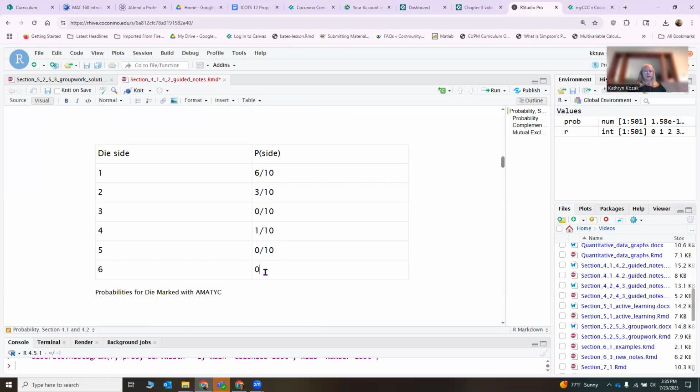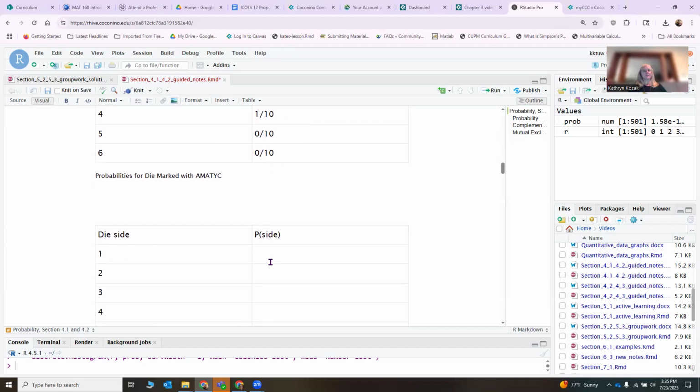By the way, I don't reduce these. I like to know how many times I've done it. So it's more interesting in probability to leave it as an unreduced fraction, so you can see kind of how many trials it actually took.